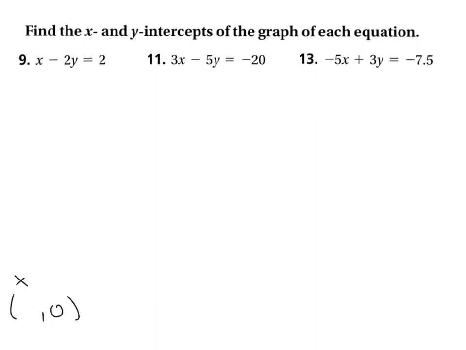So the x-intercept has a y-coordinate of 0. That means that if we put 0 for y, and I could write -2 times 0, but what we really know is that -2 times 0 is going to drop right out. So what do we get as a result? We get x equals 2. That will be the x-intercept.